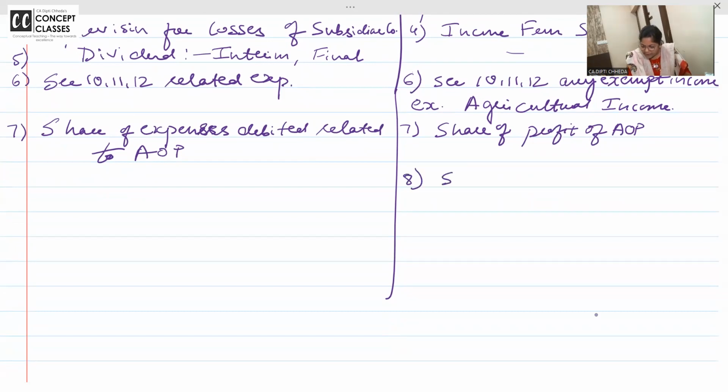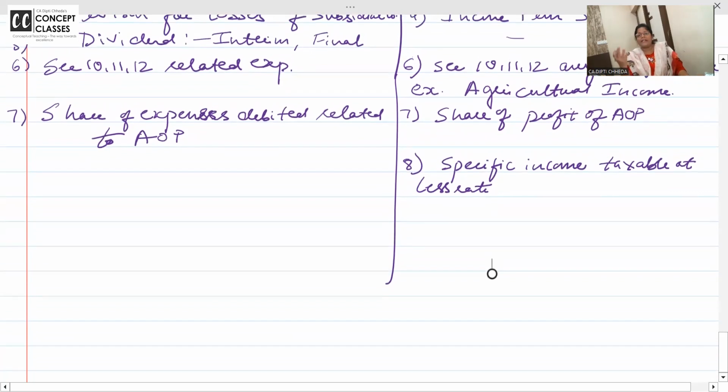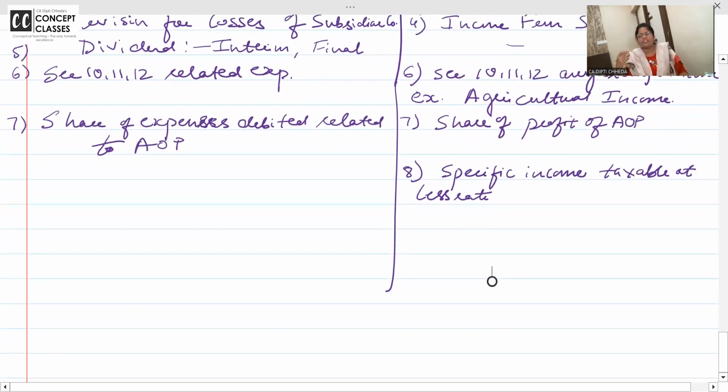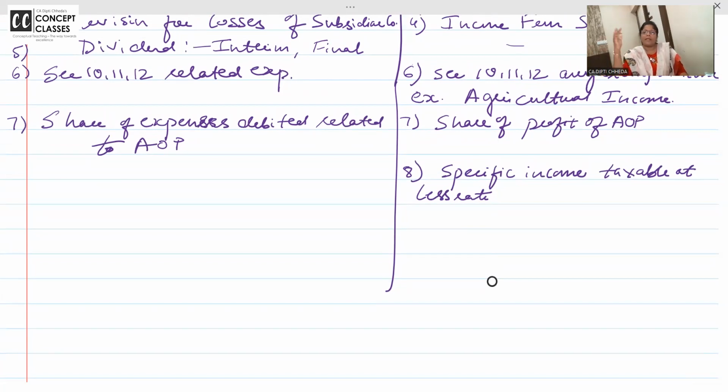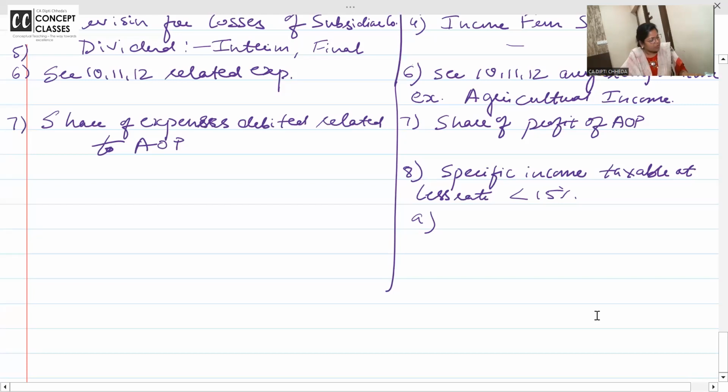Now, 8th point I want to write. Specific income taxable at less rate. There are certain incomes which are taxable at less rate, like patent. If you have developed in-house patent under section 115BBF, it is taxable at 10%. Then can you say patent income is also included in P&L, so pay MAT at 15% on it? Why? So if there is any income which is taxable at less rate, I mean say less than 15%. In this, write down example.